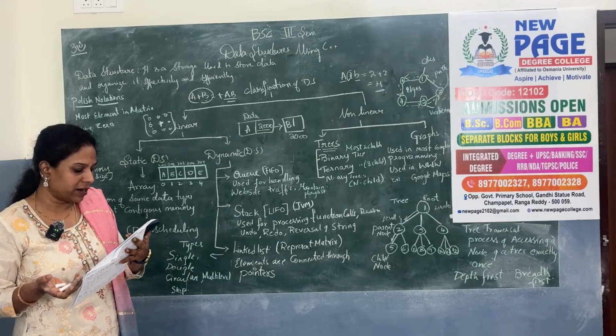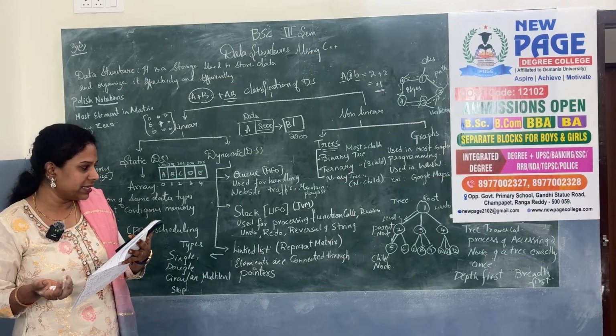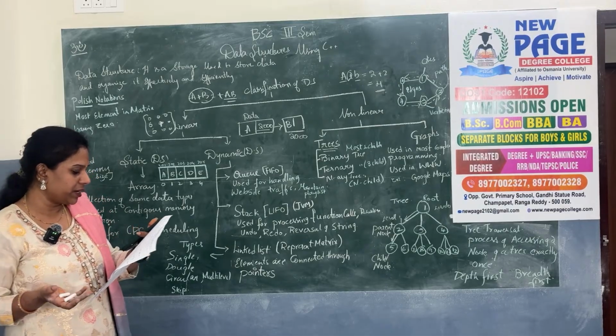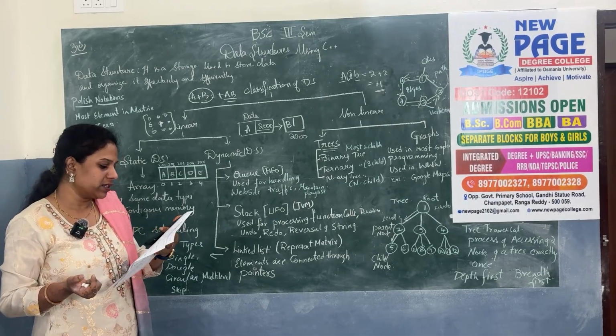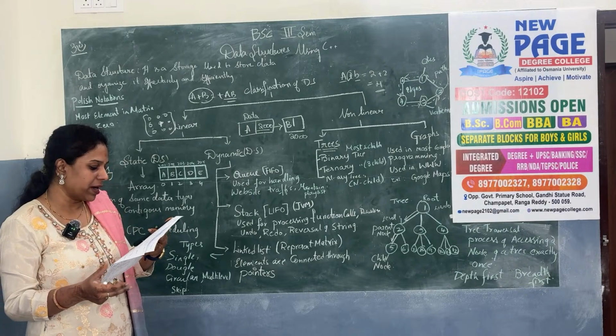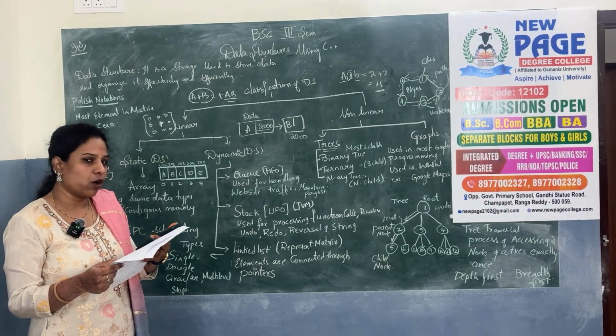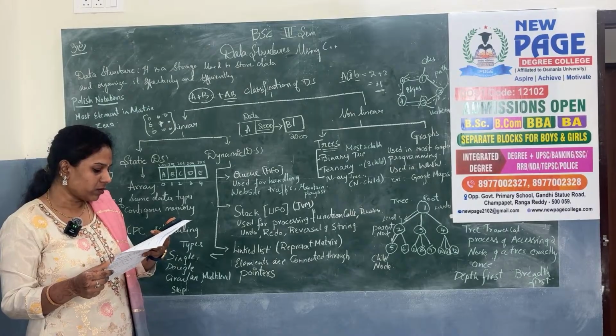The binary search tree, BST, we have completed. What is the difference between linear search and binary search, and the complexity of merge sort?